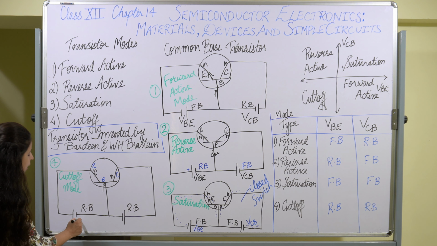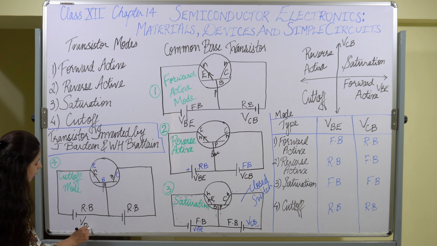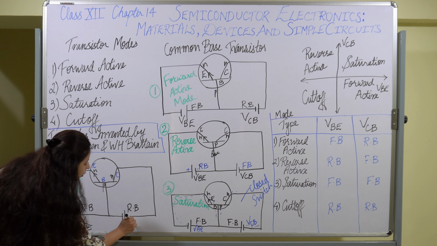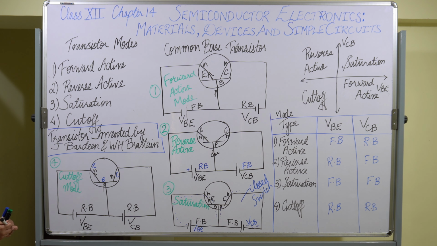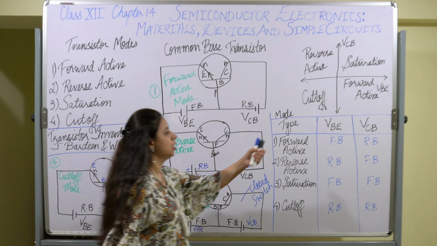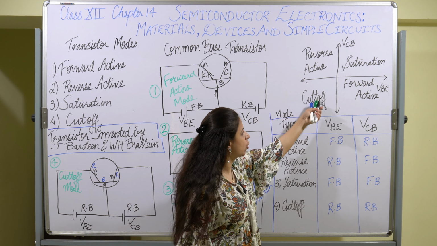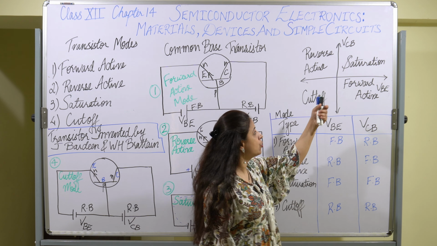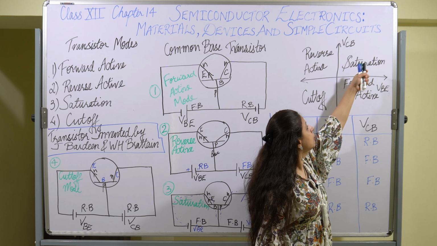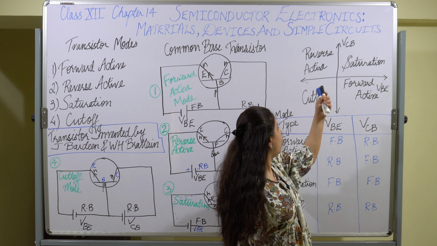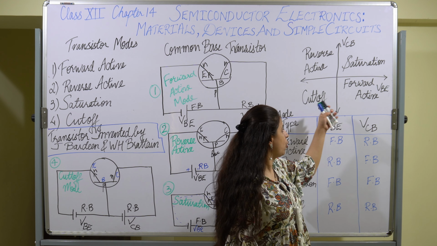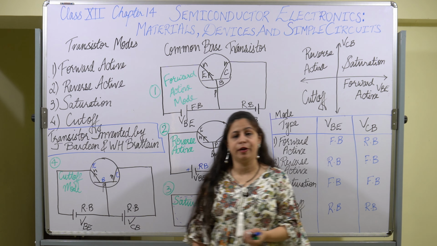So my VBE as well as my VCB, both are negative, and so the cutoff region is denoted in the third quadrant. Saturation mode is in the first quadrant, reverse active is in the second quadrant, cutoff mode is in the third quadrant, and the forward active is in the fourth quadrant.